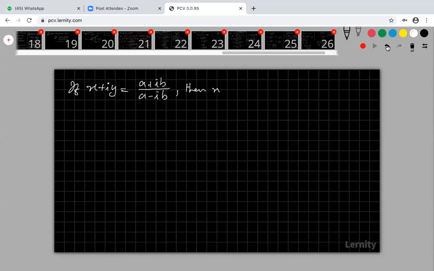Then prove that x square plus y square is equal to 1. How to prove this?